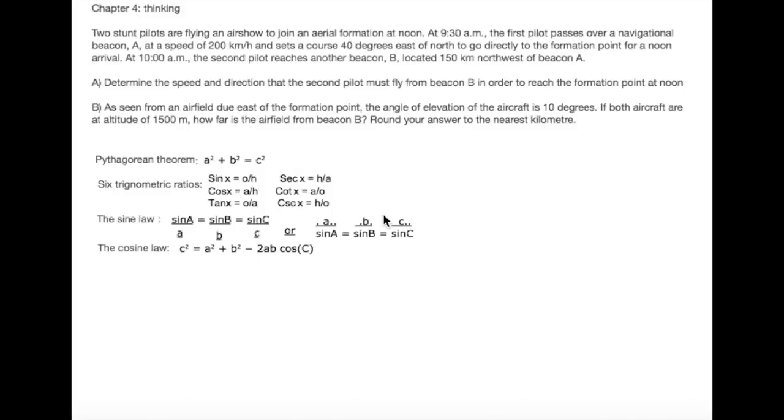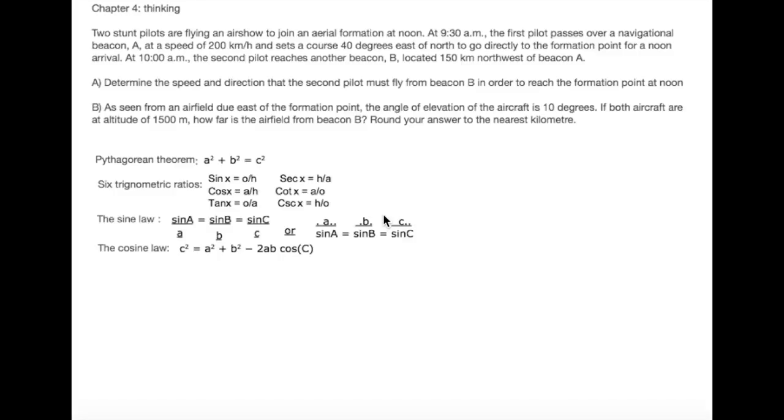Chapter 4 Thinking. Two stunt pilots are flying to an airshow to join an aerial formation at noon. At 9:30 a.m., the first pilot passes over a navigational beacon, A, at a speed of 200 kilometers per hour and sets a course 40 degrees east of north to go directly to the formation point for a noon arrival.